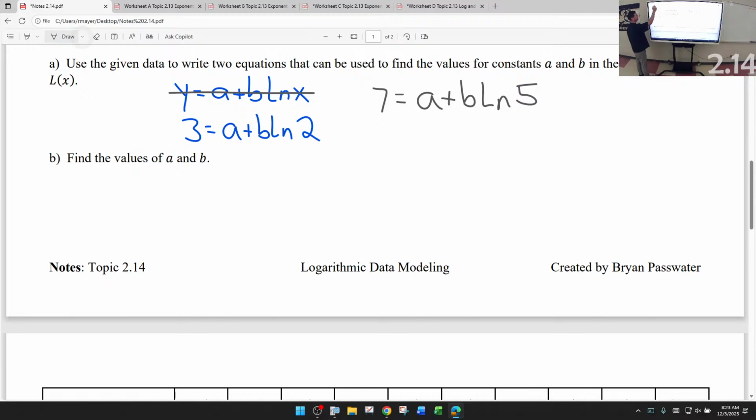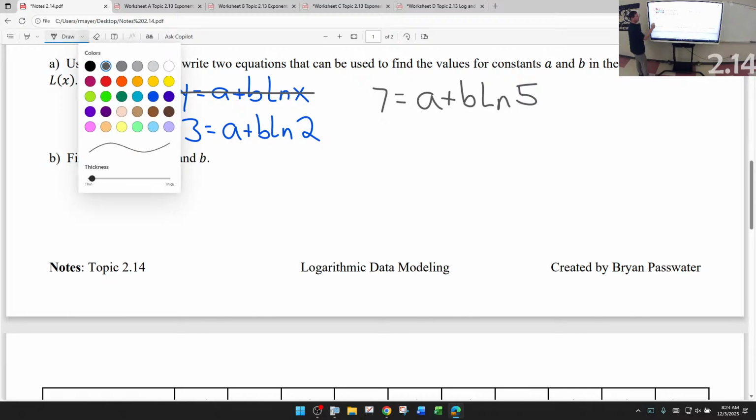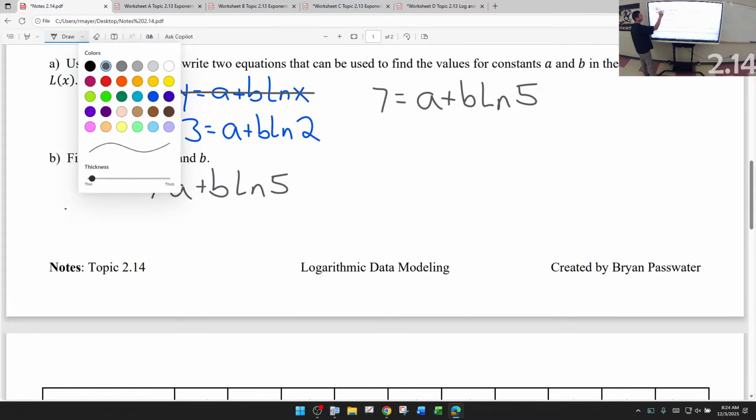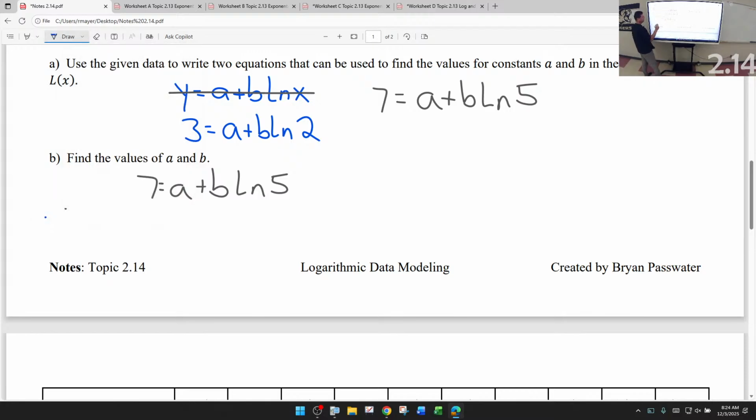I'm going to line those two up. I don't like substitution. I'm going to line them up. 7 equals a plus b ln 5. And then, I think it was that blue. 3 equals a plus b ln 2. And I'm supposed to find a or b.